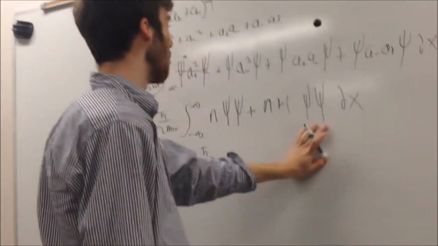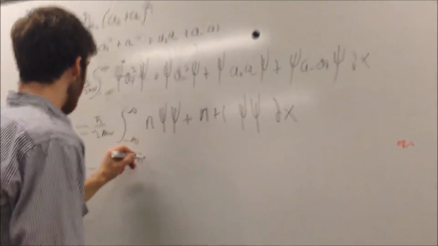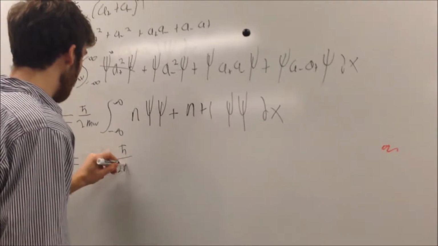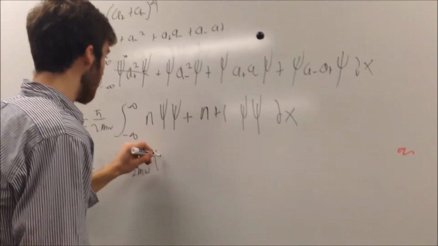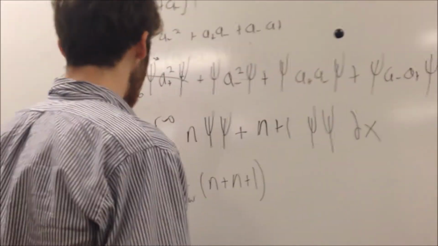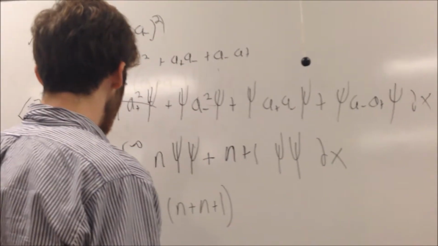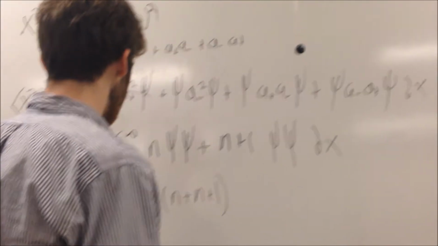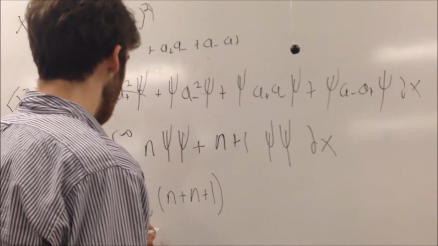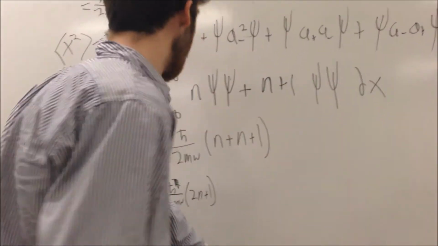So these each go to 1, and so now we have h bar over 2mw times n plus 1. So it's going to be h bar over 2mw times 2n plus 1. And that is the answer for B.